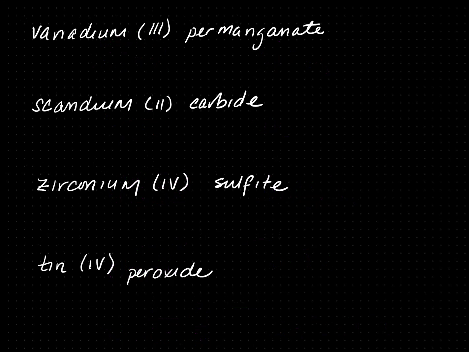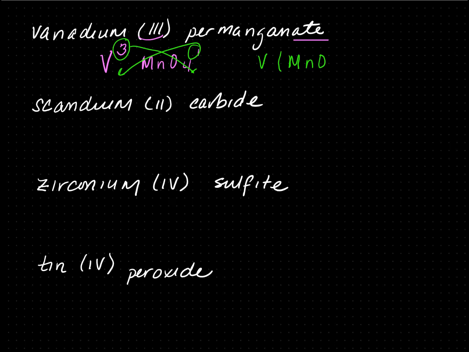Vanadium 3 permanganate. Symbol for vanadium is V. Roman numeral gives us the charge of 3. Permanganate, again, ATE is a polyatomic, so that's MnO4. Charge is 1-. 3 and 1 cannot be reduced, so I crisscross. The 3 comes down here. The 1 comes down here. So it becomes V1, parentheses, because there is more than one polyatomic, MnO4, 3.